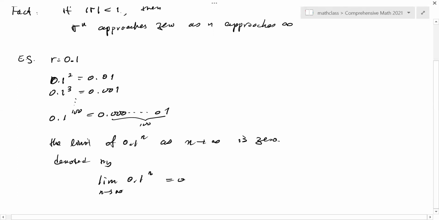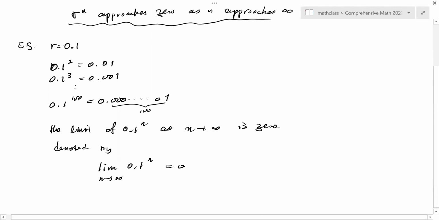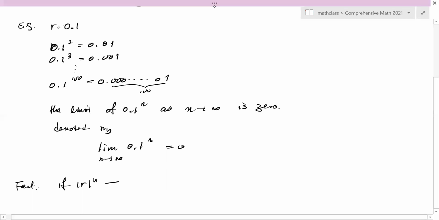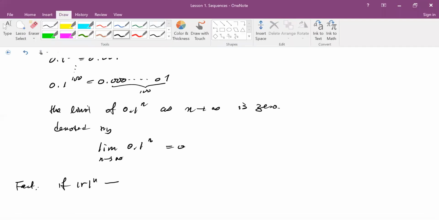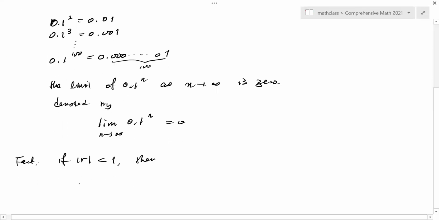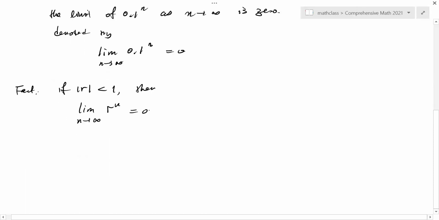Okay, so we can also translate the above sentence into mathematical symbols. This is a rewrite of the fact. If the absolute value of r is less than 1, then we say that the limit of r to the n as n approaches infinity is going to be 0. Okay. All right.